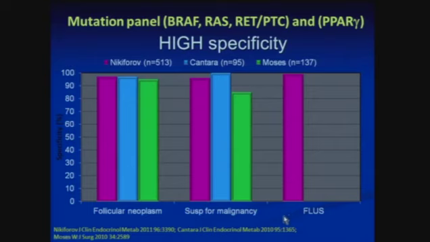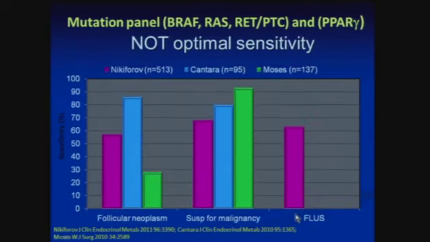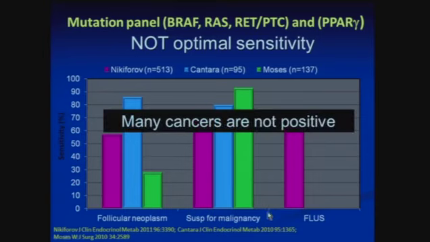Had you known that the nodule was positive for the genetic panel, with very high likelihood a cancer was underlying this particular lesion. Now, the problem with these tests is they're not optimally sensitive, and that means that not all cancers express them. In fact, in this particular paper here by Dr. Moses, of follicular neoplasms that proved to be cancer, less than 30% in fact were gene positive, meaning that many cancers are not gene positive. So you could not use this test to exclude a cancer. You can only say that when a test is gene positive, it's highly predictive of an underlying cancer.